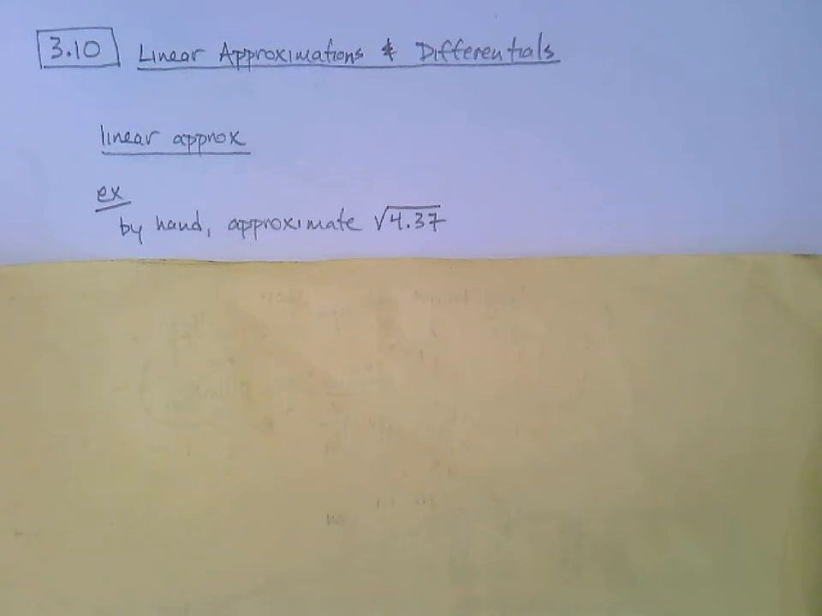Okay, so by hand, approximate the square root of 4.37. Why would we want to do this? So we're going to use calculus to do this, of course. Not a small part of learning calculus is that you're retracing history. So you're going back to when it was first discovered, obviously long before calculators or computers. And we're going down the same path.